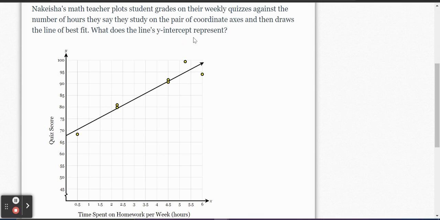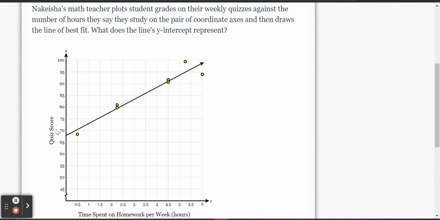So what does the y-intercept represent? The y-intercept is where it hits the y-axis. We have to know that where x is 0, that is the y-intercept. So we're comparing quiz score and time spent on homework per week. At 0 hours spent on homework, we can predict a quiz score of 67. Doesn't mean it's going to happen, but it's a rough estimate of what we could predict based on our data points, these yellow data points here. So at 0, it's going to be around 67, 68 of a quiz score.